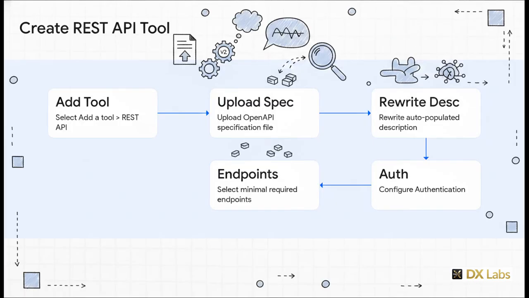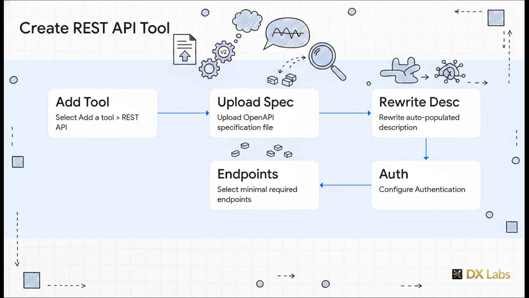Technically speaking, creating this tool requires an OpenAPI version 2 JSON file. But here's a really helpful logic point for you. If you upload a newer version 3 specification, Copilot Studio is smart enough to automatically convert it down to version 2 during the upload process. The most important step here, though, is step 3. You absolutely must rewrite the auto-populated description so the generative orchestrator actually understands how and when to trigger it.